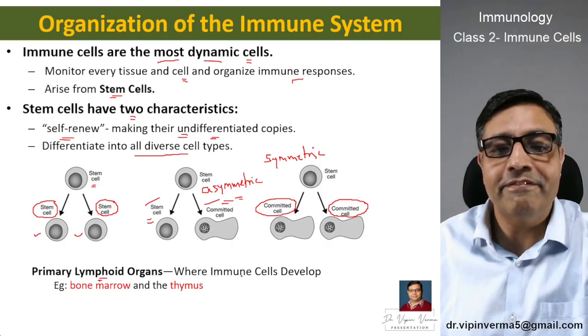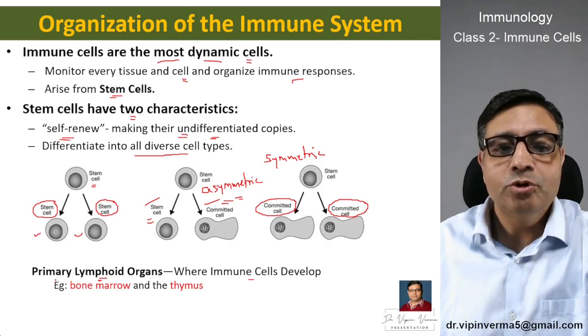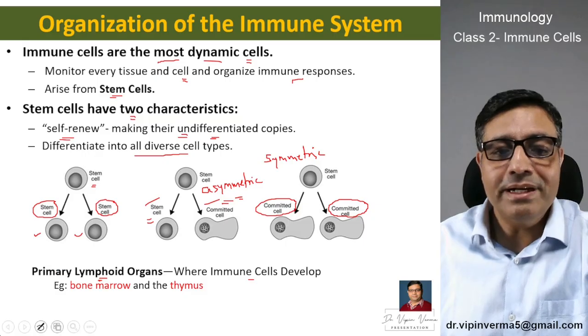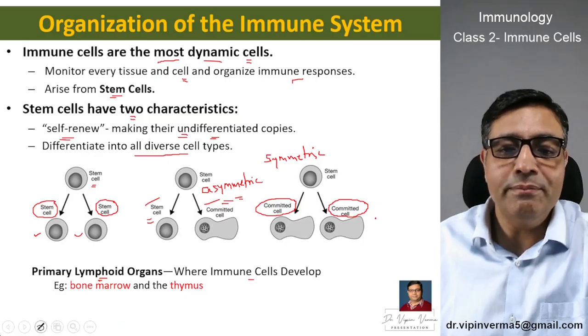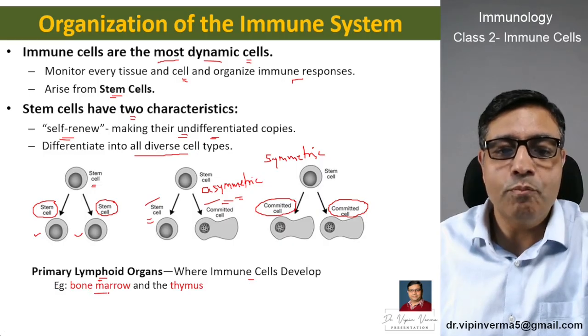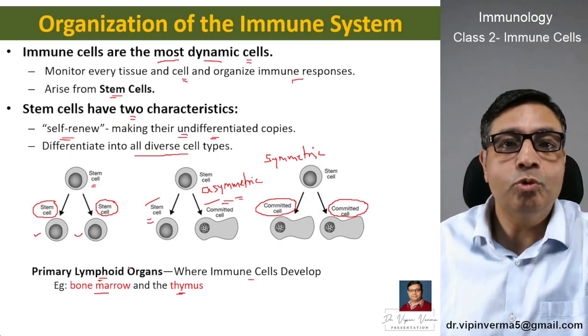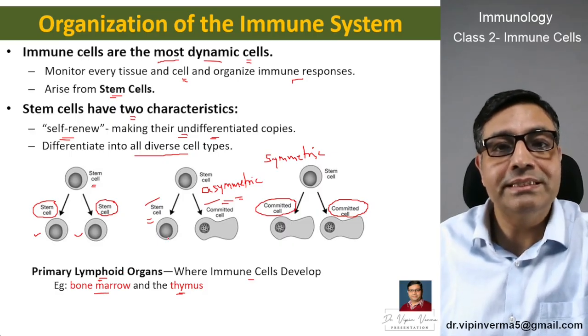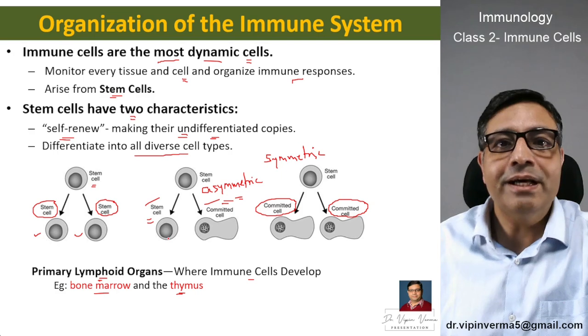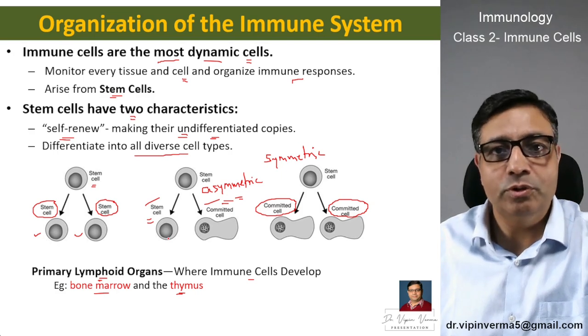Now, if we see our immune system, then we have the lymphoid organs, and these lymphoid organs are the organs where our immune cells develop. So these are the primary lymphoid organs where our immune cells develop, and the two examples are the bone marrow and the thymus. Okay, so lymphoid organs are those organs where our immune cells develop, and they are also the site of the immune response.